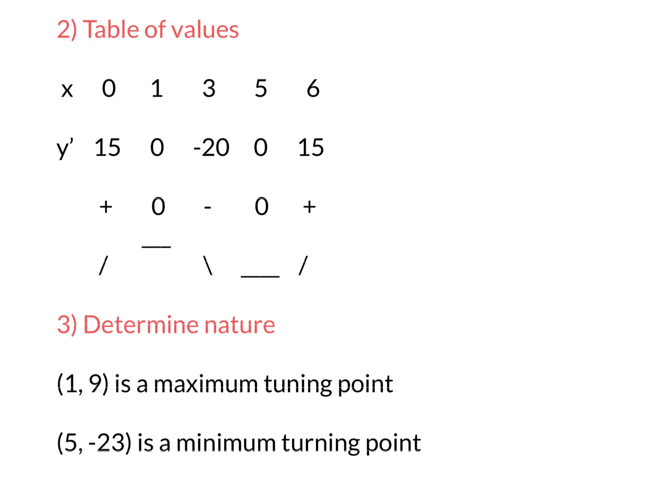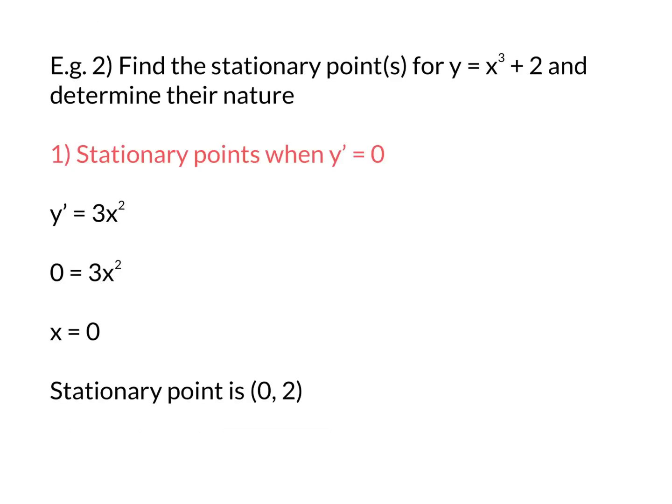We'll have a look at a second example. Find the stationary points for y equals x cubed plus 2 and determine their nature. So the same steps as before. Stationary points occur when y dash equals 0. So y dash is 3x squared. Let that equal to 0 and x equals 0. So taking that 0 and putting it back in where y was, you get y equals 0 cubed plus 2. So y equals 2. So the stationary point is (0, 2).